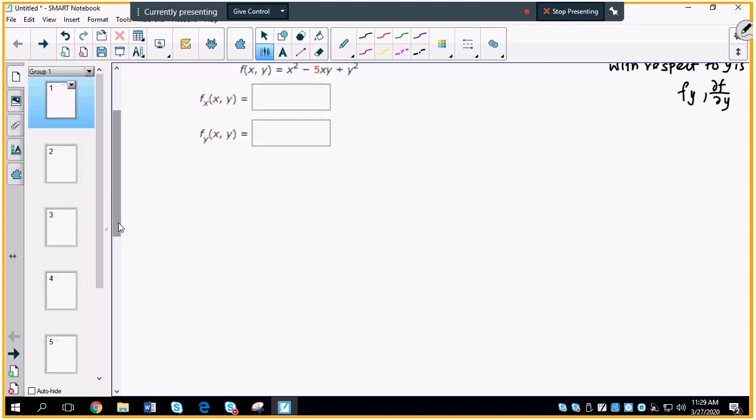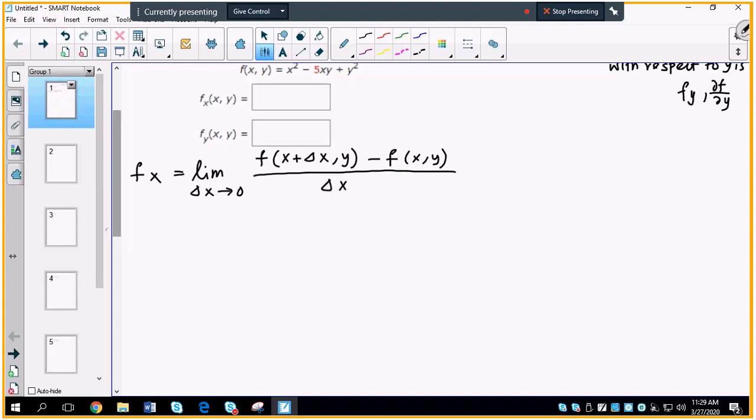So when I'm finding f sub x, I'm dropping the x, y terms. I'm going to say that this is equal to the limit as the change in x goes to 0, so limit delta x goes to 0, and on the top, f of x plus delta x, comma y, minus f of x, comma y, and over the change in x, so that's delta x. That's the formula. And we're going to evaluate this thing. So let's see what we get.